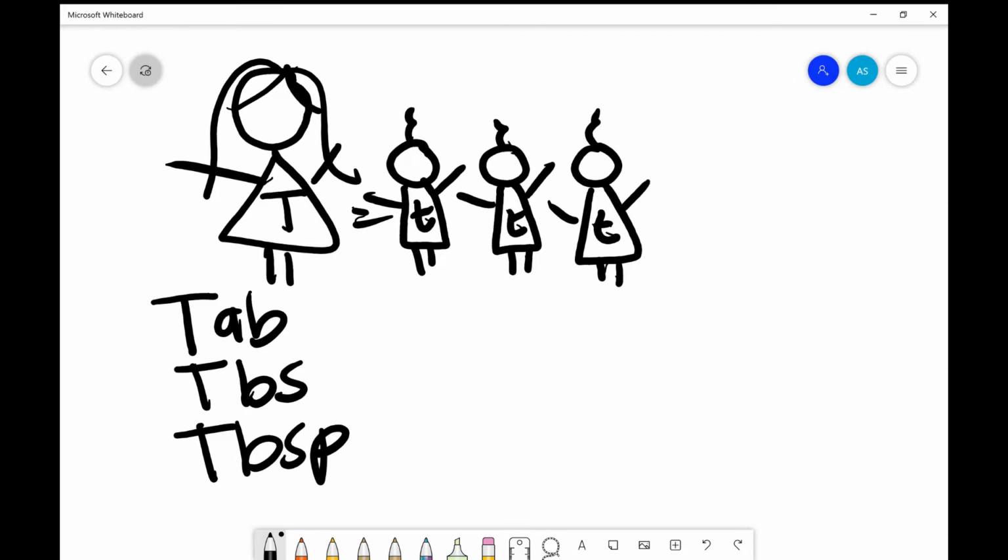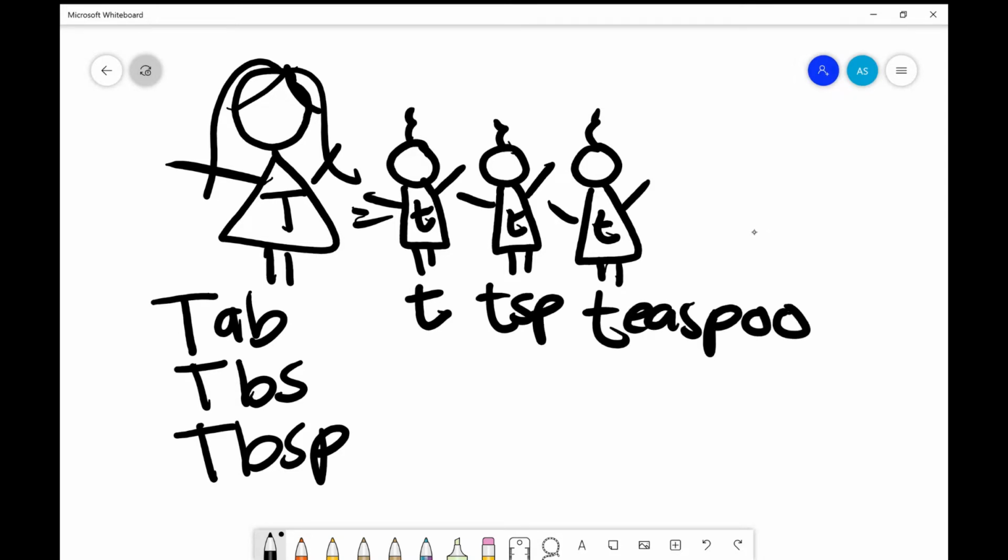And over here she has her 3 kids, and their names are Tisp and Teaspoon. Unique names, I know. But those are her 3 children.